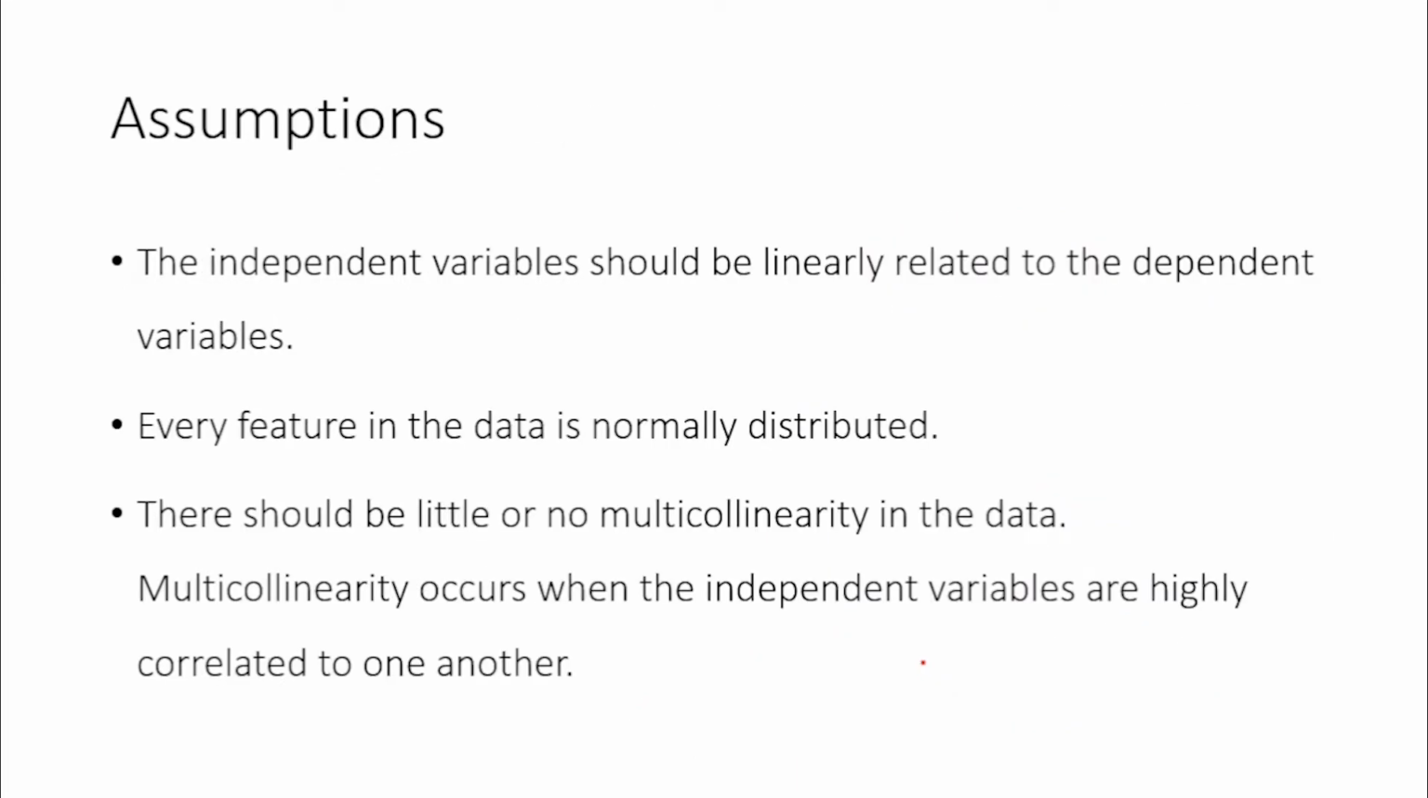So the next we have is the assumptions. The independent variables should be linearly related to the dependent variable. Then every feature in the data is normally distributed, and there should be little or no multicollinearity in the data. Multicollinearity occurs when the independent variables are highly correlated to one another. So these are some assumptions. There are more, but these are the important ones.